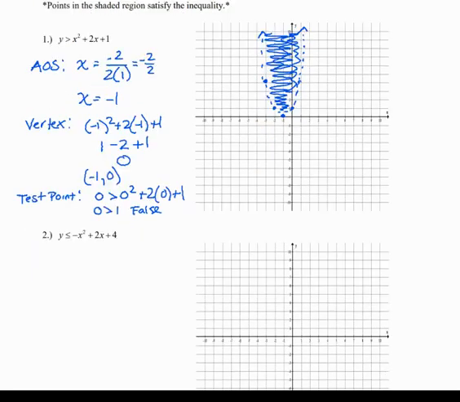Okay, you try number 2. Again, it's in standard form, so you can find your axis of symmetry and vertex, graph that curve, watch for dotted or solid, and then use a test point for shading.